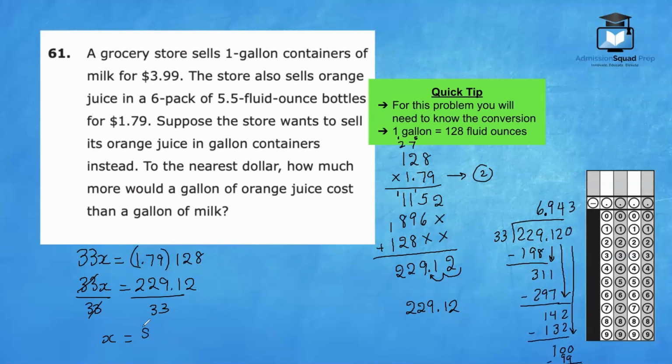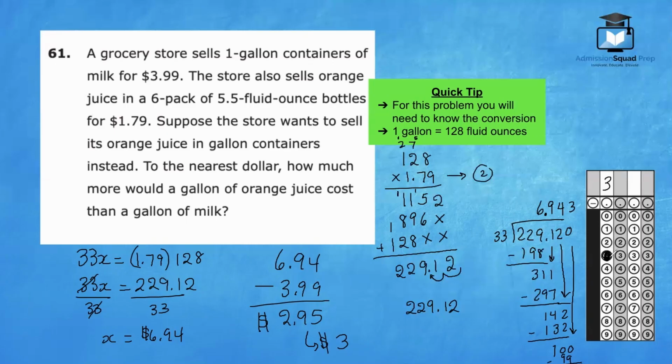So the cost is $6.94 if you were to sell the orange juice as a gallon. The question is asking us to the nearest dollar, how much more would a gallon of orange juice cost than a gallon of milk? So we have $6.94 minus $3.99. When we subtract, we have $2.95. And since the question says to the nearest dollar, we will round this to $3. So I will write the number 3 here at the top in the white box and bubble in the number 3 right here.